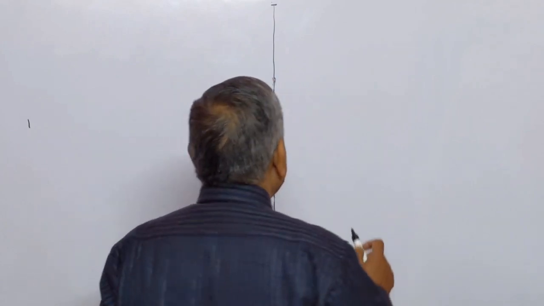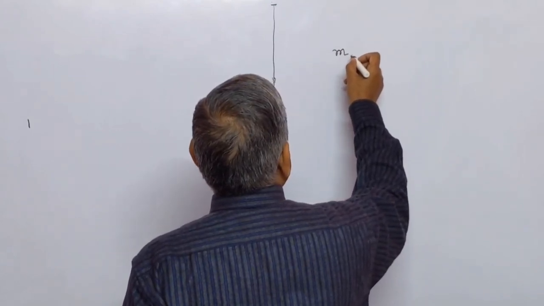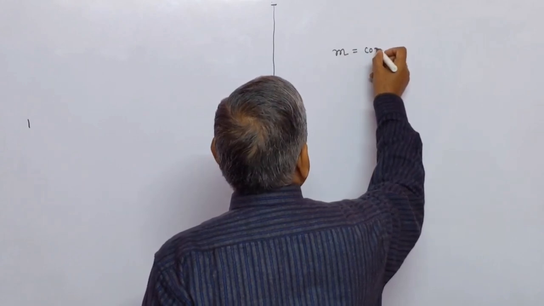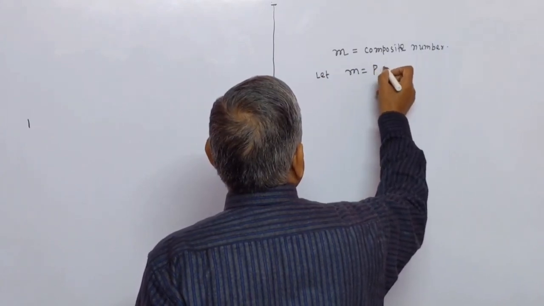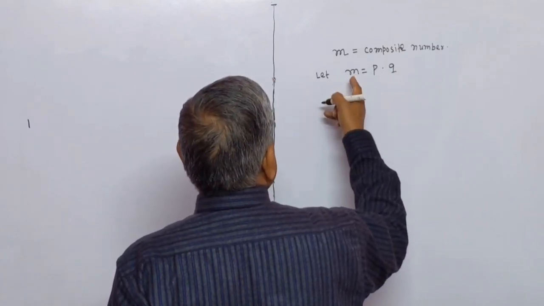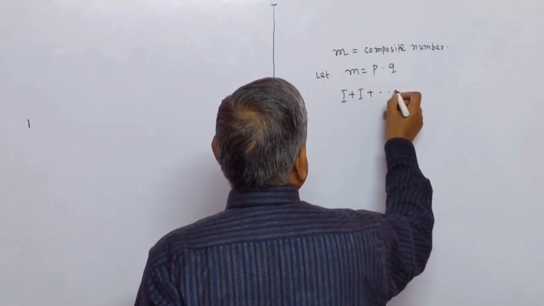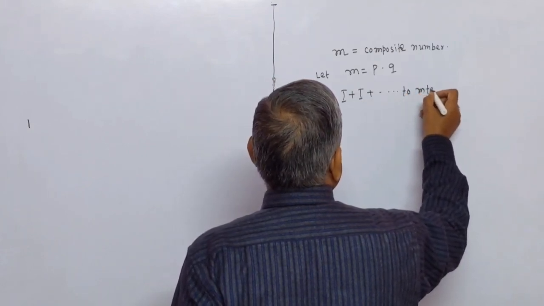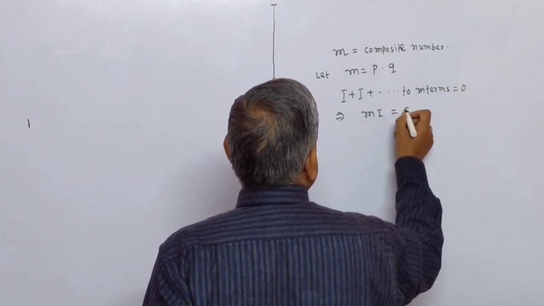The characteristic of an integral domain is either 0 or a prime number. We may examine this. If possible, let M be the characteristic of integral domain and M is a composite number. Let M equal to product of two numbers P and Q. Since characteristic of an integral domain is M, therefore I plus I plus I up to M terms equal to 0 implies that MI equal to 0.